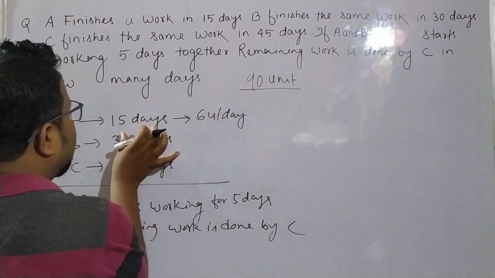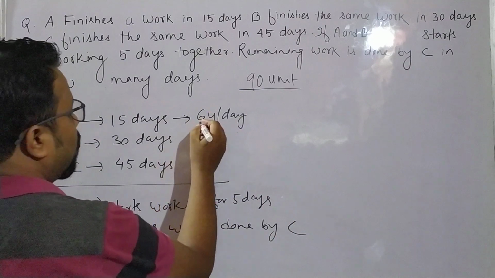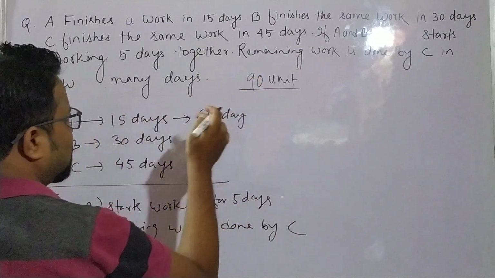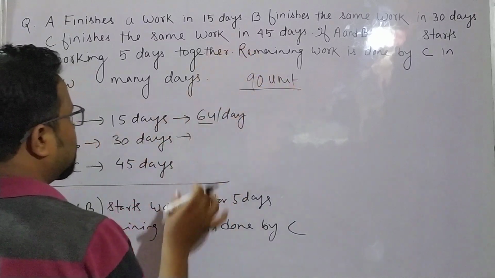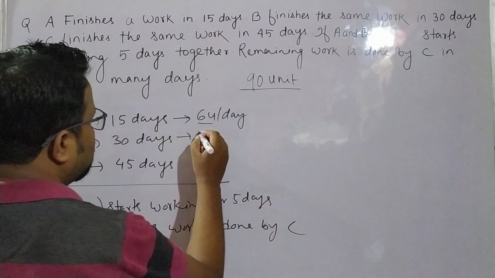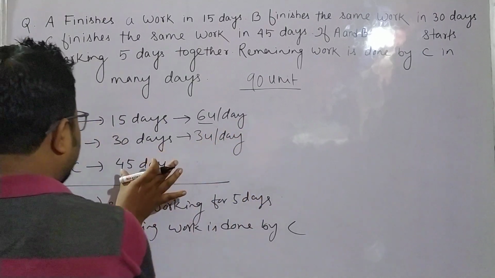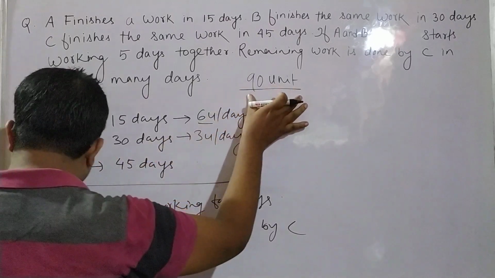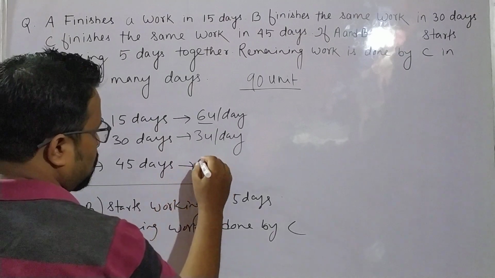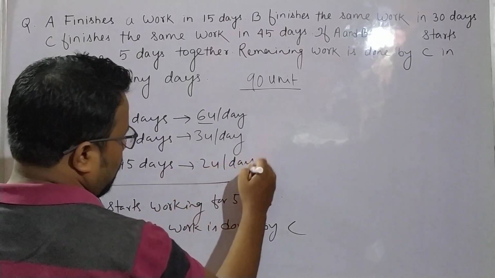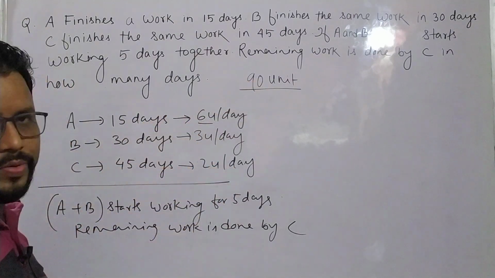In 15 days A does 90 units. In one day A does 6 units, because 90 by 15 is 6. In 30 days B does 90 units. In one day B does 3 units. In 45 days C does 90 units. In one day C does 2 units, because 90 by 45 is 2.